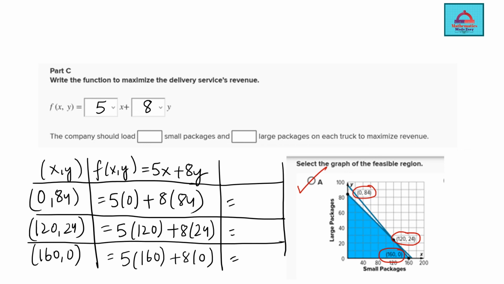Complete the question. You can just do the calculation and the answer that would come out would be this one. Okay, so the maximum value as you calculate would come out to be for this value. So the maximum revenue is going to be generated from this. So the solution will be the company should load 160 small and 0 large packages on each truck to maximize the revenue, because x was representing small and y was representing large. So that completes the question.